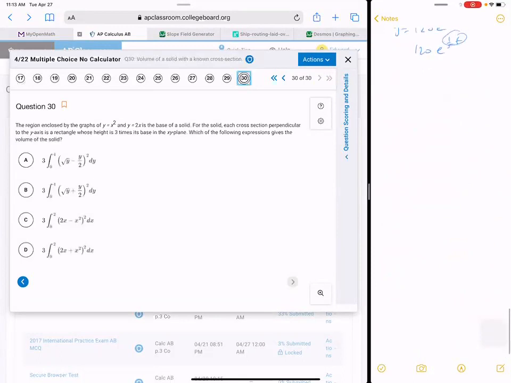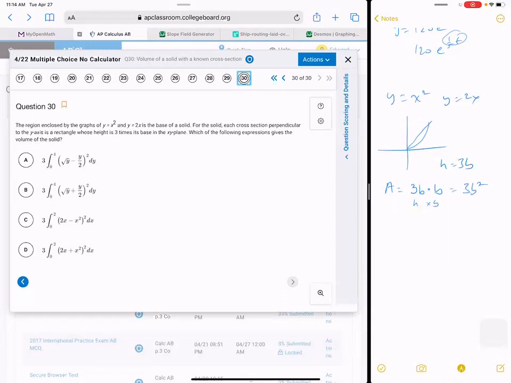Okay. The region enclosed by the graphs y is equal to x squared and y is equal to 2x. So looking at a parabola, and 2x is a line. And that's the base for our solid. For the solid, the cross-section perpendicular to the y-axis is a rectangle whose height is 3 times the base. So the height is 3 times the base, right? So the area is base times height, or base times height times base. Okay, so we have 3b squared.